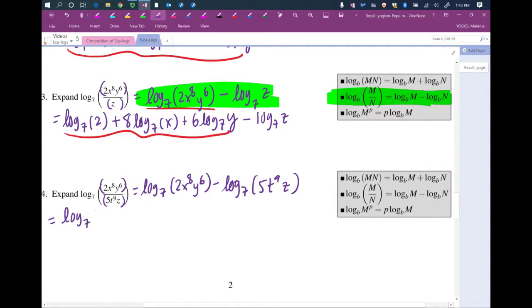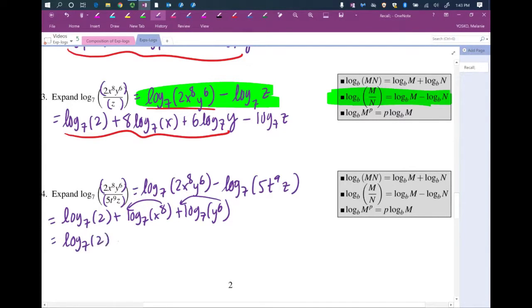But log base 7 of 2 plus log base 7 of x to the 8th plus log base 7 of y to the 6th, right? And then we move the powers to the front. Okay, so we end up with log base 7 of 2 plus 8 times log base 7 of x plus 6 times log base 7 of y. Again, that's the first piece. But now we're having this other piece. Here we're going to do the same thing, but we're going to have a minus sign in front.